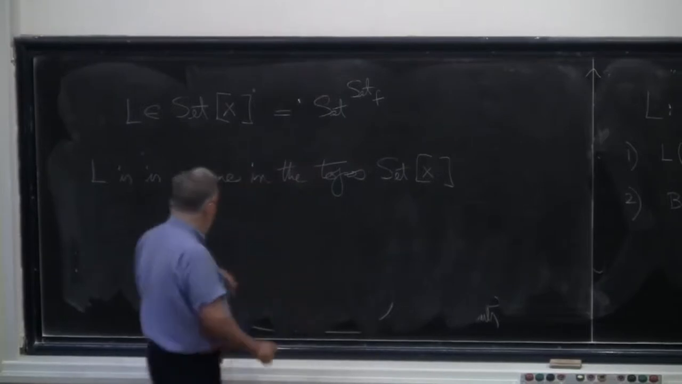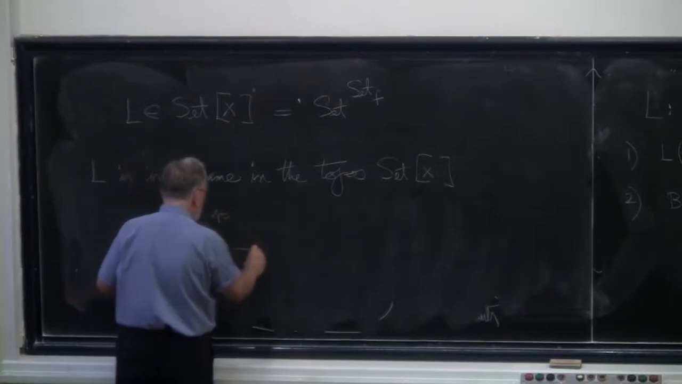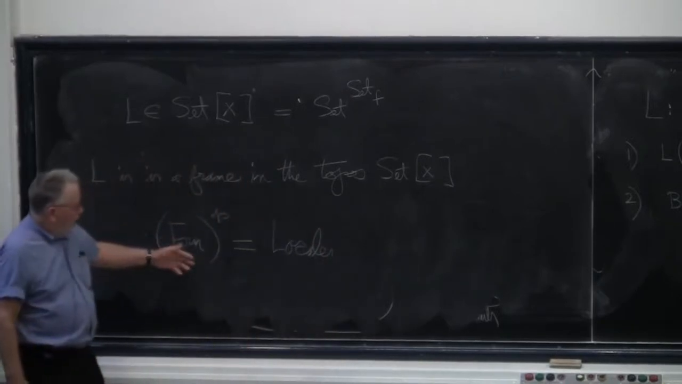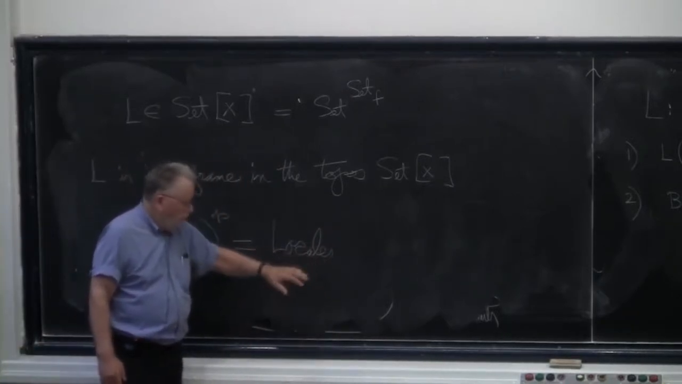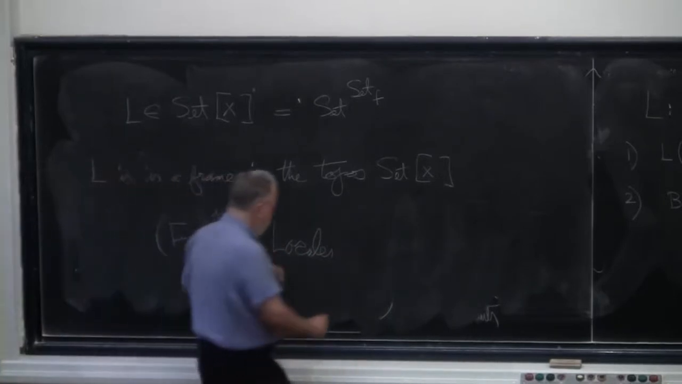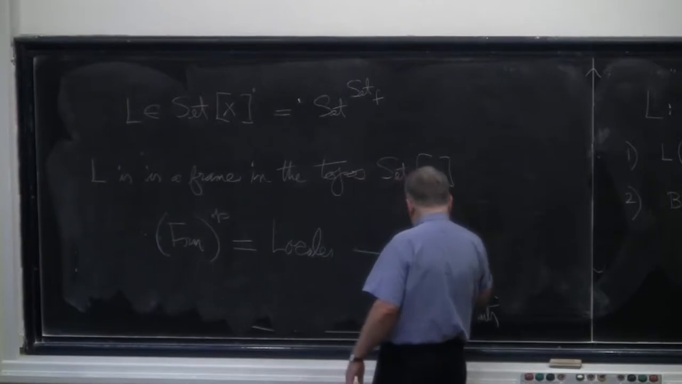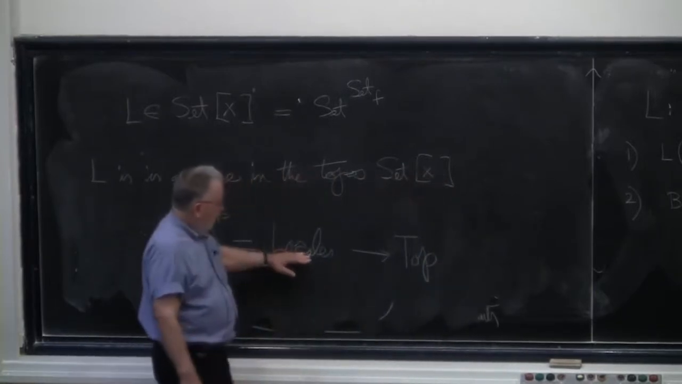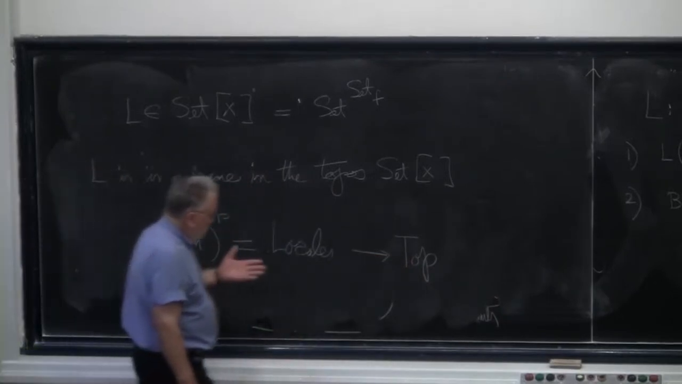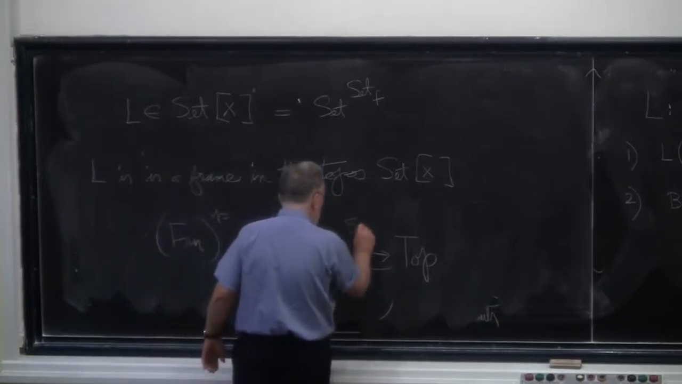And a frame opposite is what people call a locale. A locale is a formal notion of a topological space, and the opposite of the category of frames is the category of locales. There's a functor here. Each locale has a space of points, and there is an adjunction between the two. We could call that a spectrum of the locale.